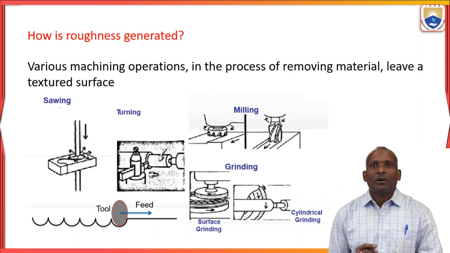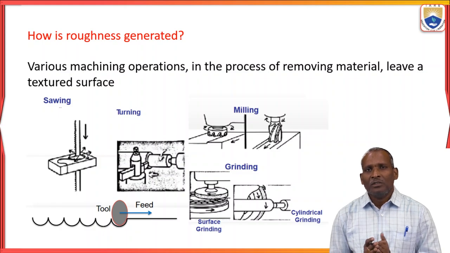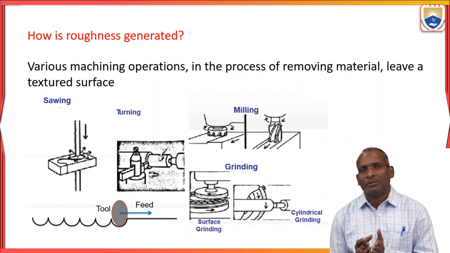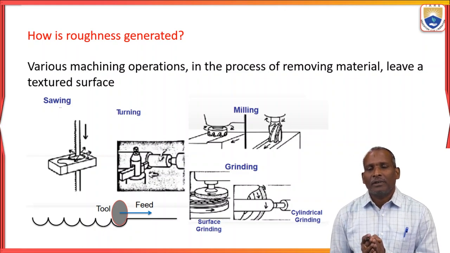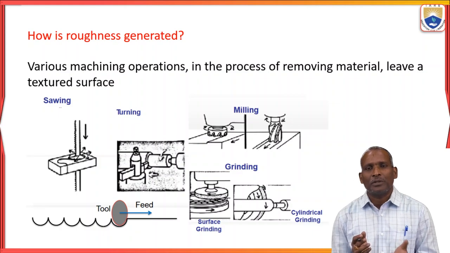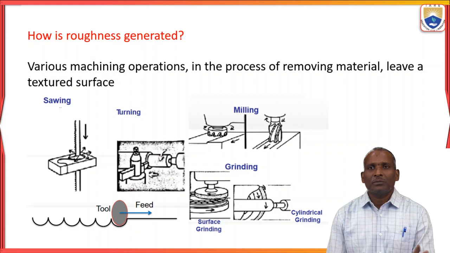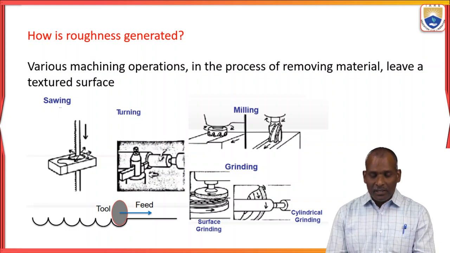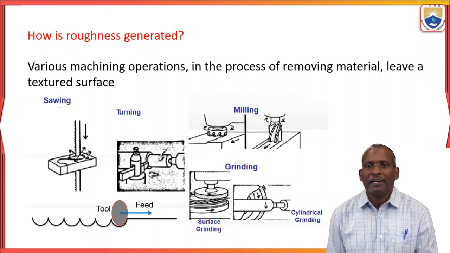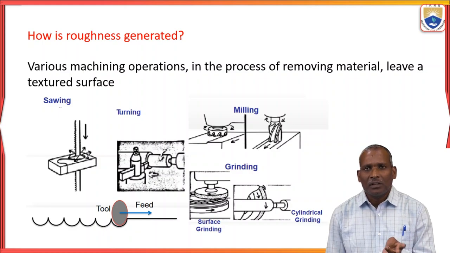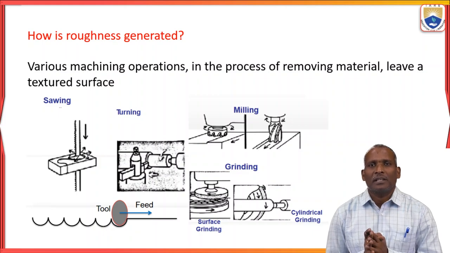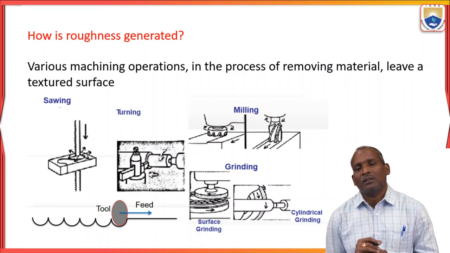Okay. So, how is roughness generated? What is the cause of roughness? Why do some components have roughness and some are smooth? Already in previous slides, we discussed roughness, an element of topography. Various machining operations are there in mechanical engineering: lathe machining, milling, drilling, grinding, shaping. Different machining processes are there, and while manufacturing the product, you have to perform all these operations.